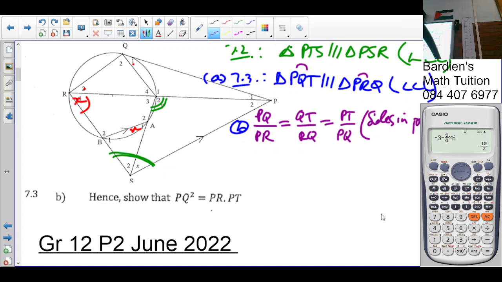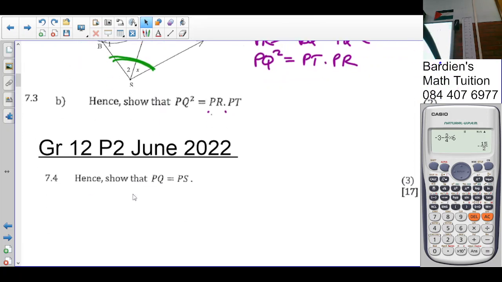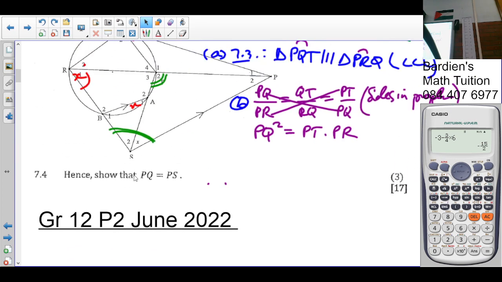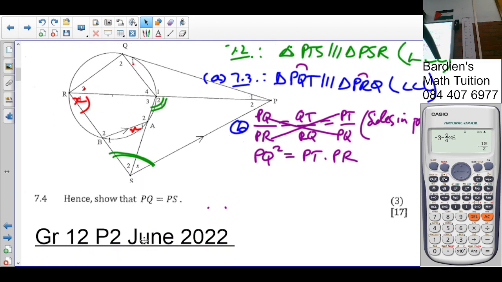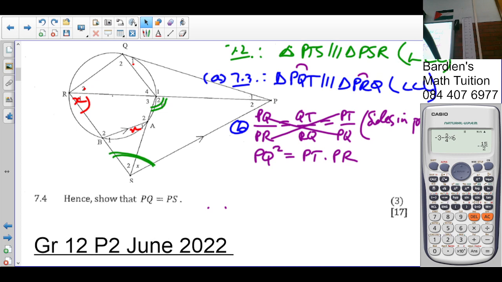Alright. So they got PQ squared, so I'll pick it up that way. So PQ squared is equal to PT times PR. And that is what they want to do. So that is in order. And then the next question says, hence prove that, we're required to prove now that PQ is equal to PS.